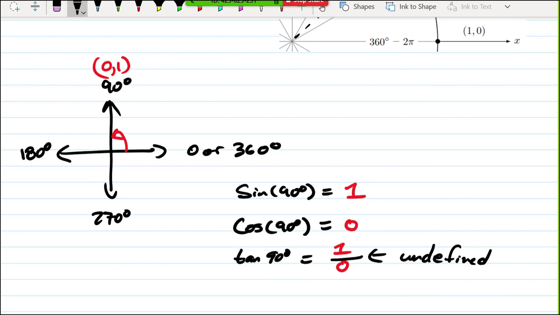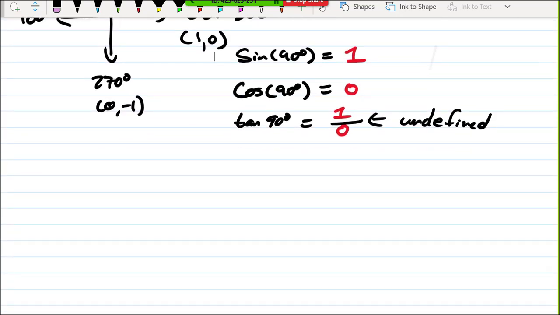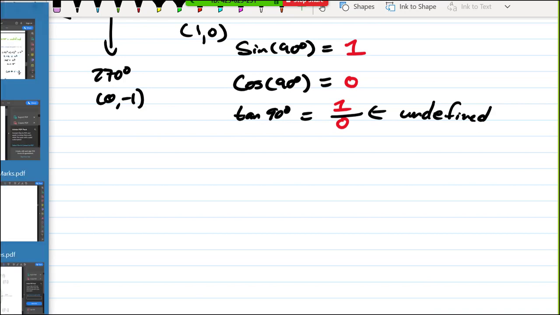Similarly, we could do the same thing at 180, because at 180 our coordinates would be negative 1 and 0. At 270, we would have 0 and negative 1. And at 0 or 360 on the unit circle, we're at 1, 0. So just because we're on an axis, the terminal side of our rotation, it doesn't change anything. We can still just use our ordered pairs to calculate our values at those points. All right, so let's take a look at our next example.